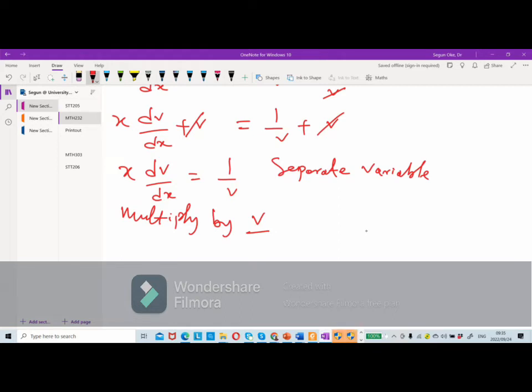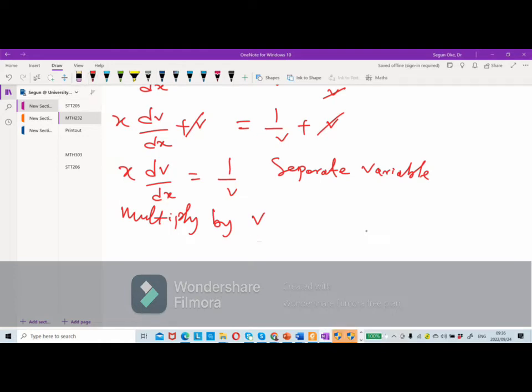Yes, it's v over x. What about the x? What happened to the x? Maybe we should multiply through by the x first. Okay, we multiply by v dx over x. V dx over x, yeah. Aha.